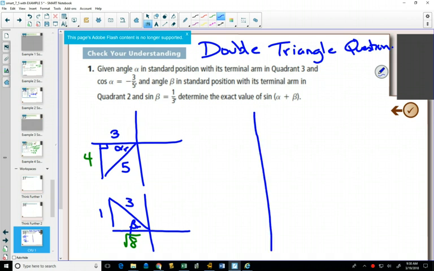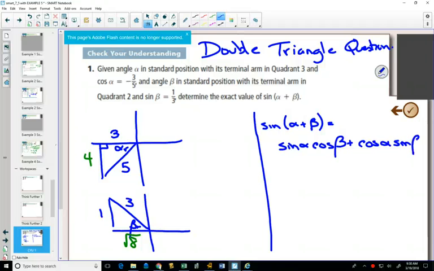We want to find sine alpha plus beta. And that's one of our sum and difference formulas. We look at our formula sheet, and we know that sine alpha plus beta is sine alpha cos beta plus cos alpha sine beta. And this is where our two triangles come into effect.